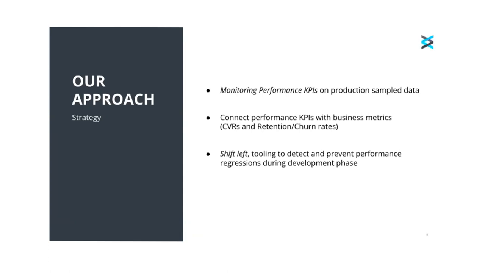And I'll be sharing some of the outcome that we did over one year ago for measuring the conversion rates. And of course, at the end, the also most important part of measuring performance metrics is the shift left concept. So tooling to basically detect and prevent performance regressions during the development phase, which means that at the current stage, for some of the metrics, we get notified and alerted and notice these regressions only when we are on production.